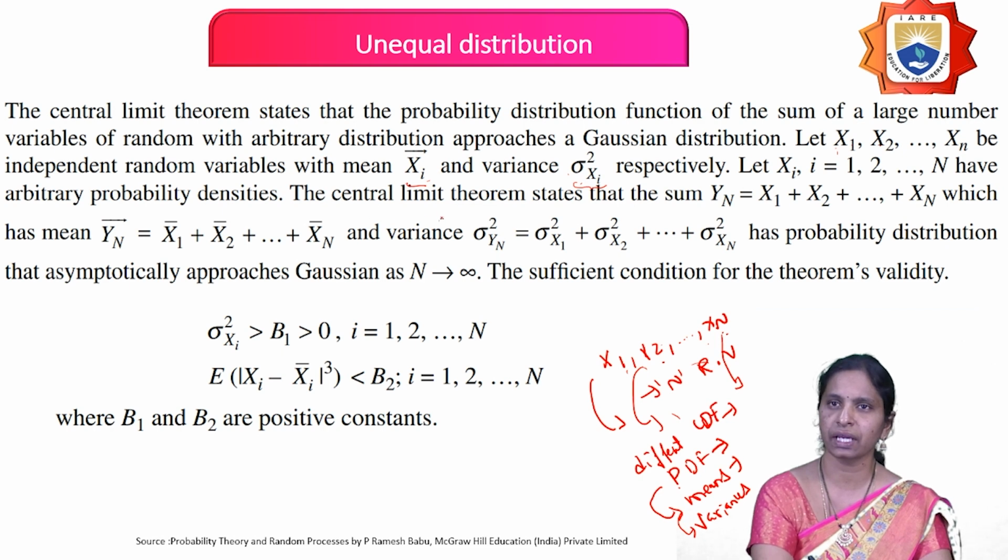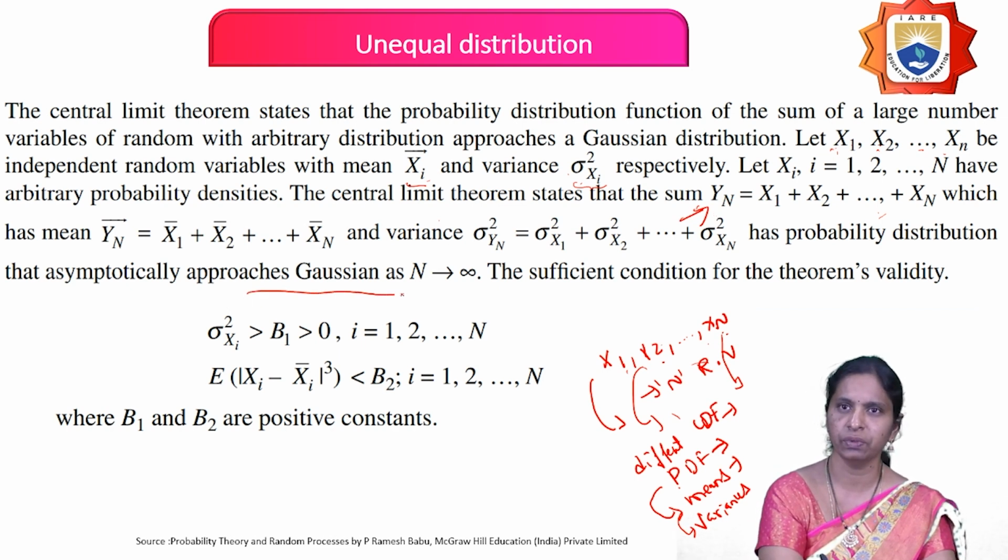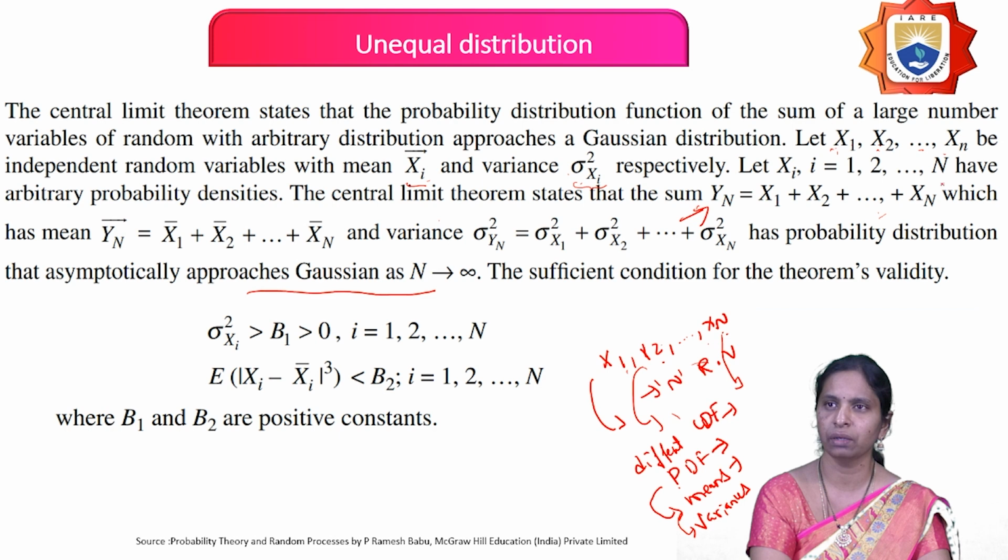Now what is the central limit theorem stating? It is stating that when you add all these random variables, considering that the number of random variables is very large, and let us represent the resultant random variable by yn. How do you obtain yn? By adding a large number of random variables. Then the distribution function of this random variable yn approaches the Gaussian distribution function if and only if the number of random variables is very large.